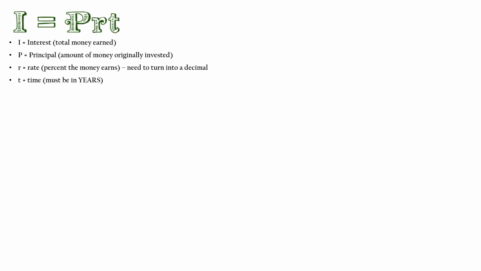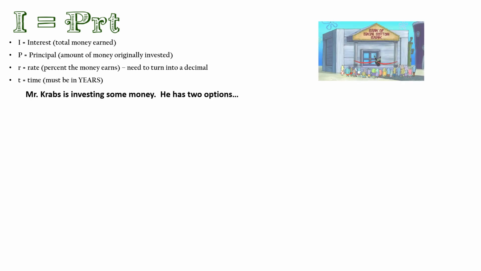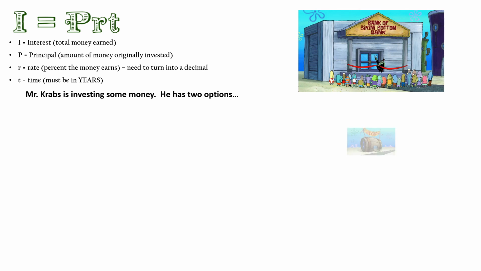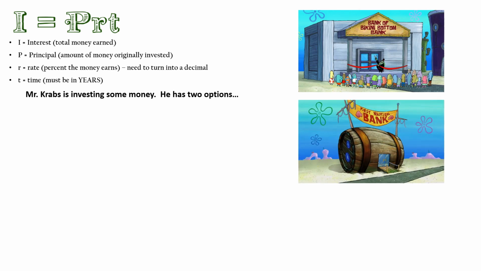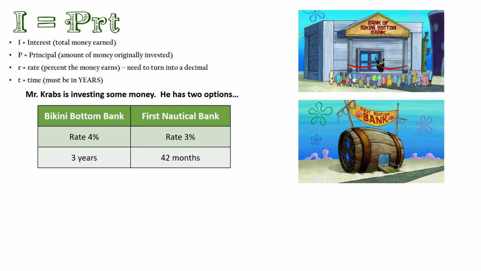For this next example, I'm going to leave the interest formula up in the top corner there for you to refer back to, as well as what each of the variables means. Here's the question. Mr. Krabs is investing some money, and he has two options. He can either take his money to the Bank of Bikini Bottom or to the First Nautical Bank. They showed him two different investment options. Bikini Bottom Bank offers a rate of 4% for 3 years, and the First Nautical Bank is offering him a rate of 3% on his money for 42 months. We're going to find out if he's investing $1,200, which is his better option.